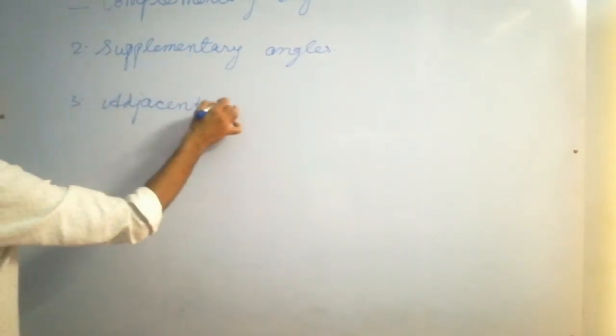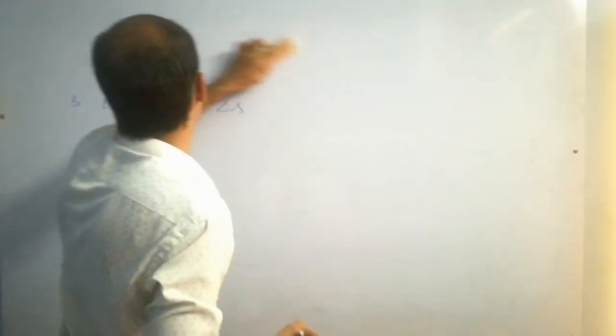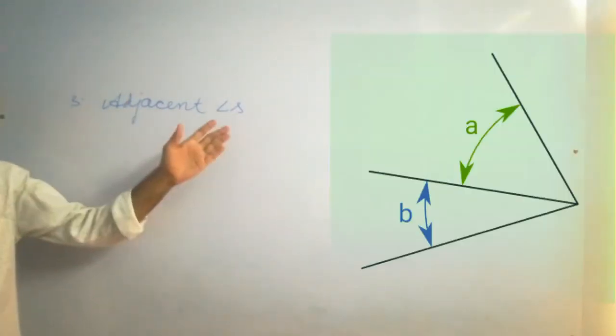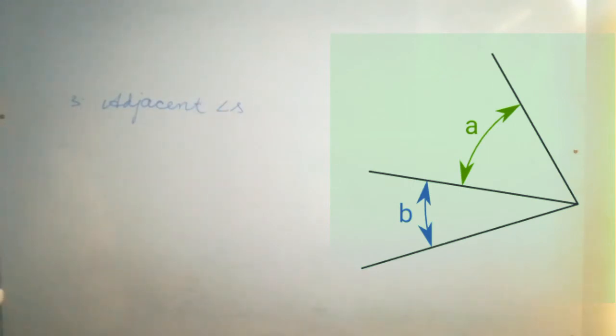Adjacent angles. So I will erase both of these. We have studied. Now what are adjacent angles? This is the figure. These angles are adjacent to each other. As you can see, there is something special.